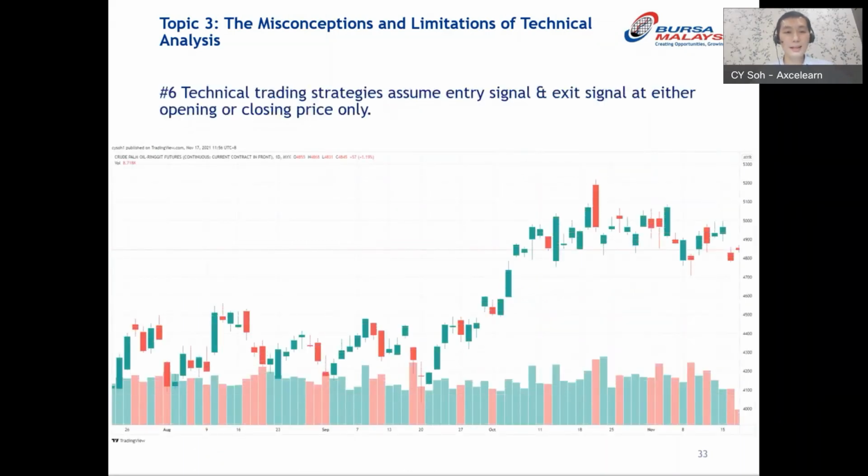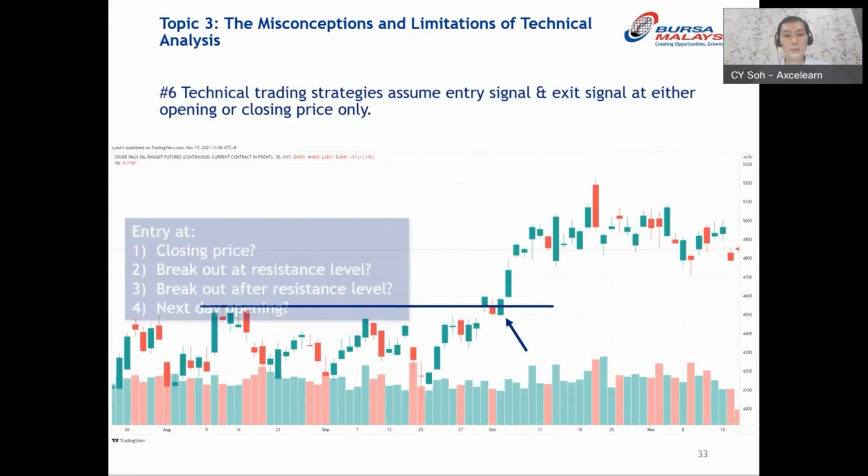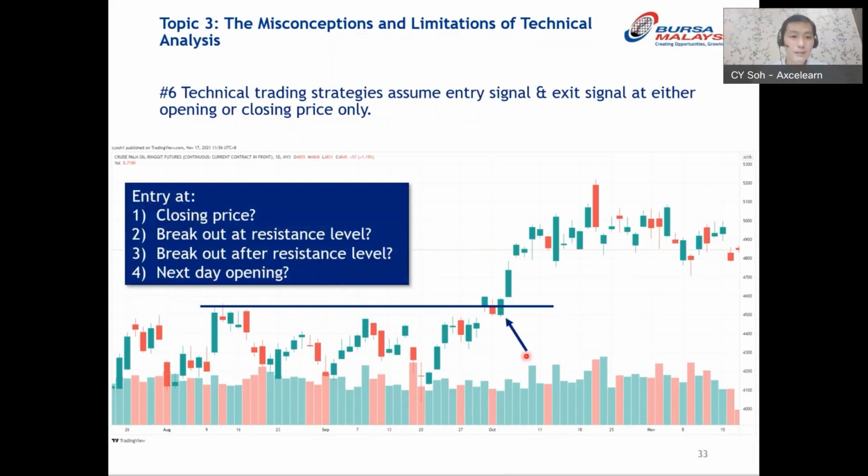Now the sixth one, on technical analysis: the trading strategies actually assume your entry and exit based on your opening or your close price only. For example, on this particular day, let's say we are able to draw a resistance line, and you identify this as your entry point of the day. My question to you is: are you going to enter just before the closing price, or at any price as long as it is above the resistance line? Or are you going to enter immediately once it breaks the resistance level, or wait for the next day's opening, which is this particular day, in order to enter this trade?